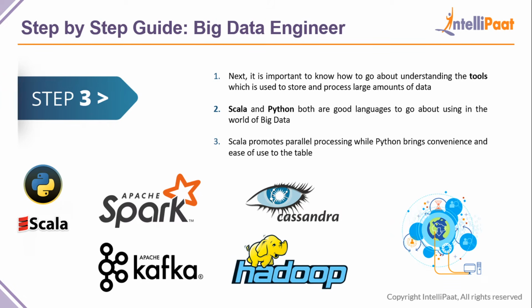Scala promotes parallel processing, where you can access tons and tons of data parallelly at the same time, while Python brings about convenience and ease of use, guys. So Scala has its own advantage, Python has its own advantage, and if you know both, you just bring the best of both worlds to the world of big data. Think of it that way, guys. So you have Scala, Python, Apache Spark, you have Kafka, you have Cassandra, you have Hadoop, and multiple tools that you have to go on to learn.